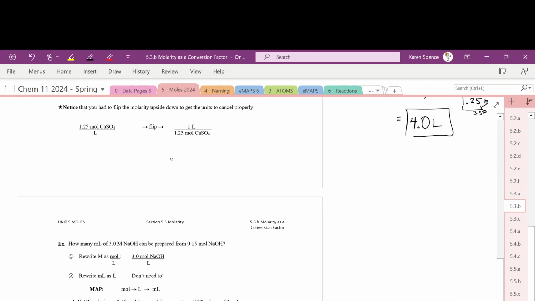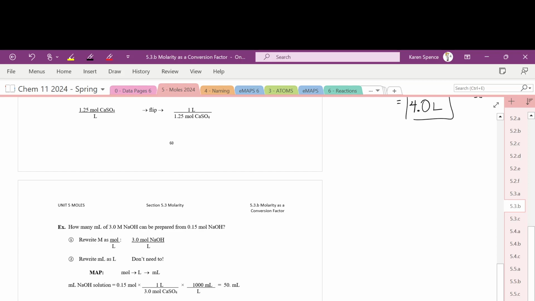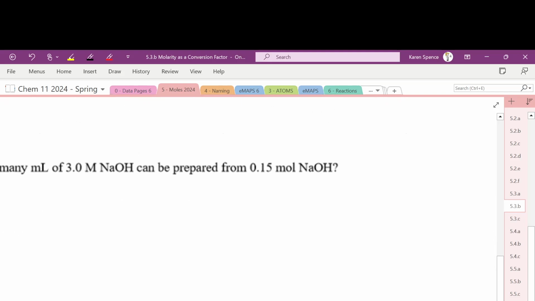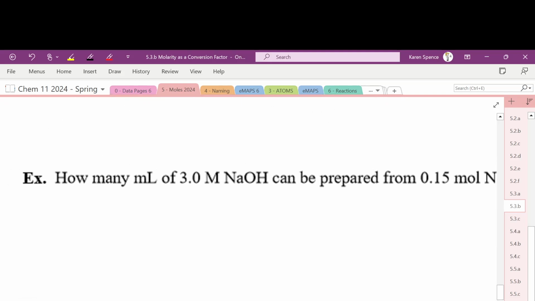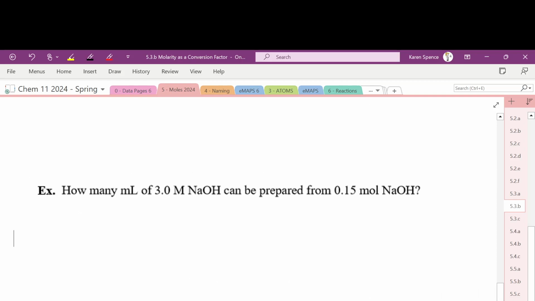And one more example. Try this one on your own. How many milliliters of 3.0 molar NaOH can be prepared from 0.15 moles of NaOH? Give that a try.